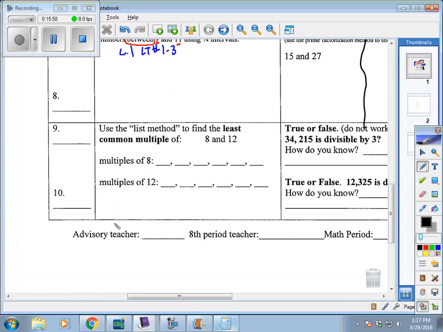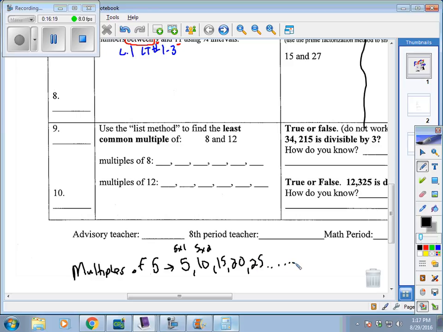All right, next one, multiples. Now I'm just going to show you multiples of 5. So this is not the answer. I know that multiples of 5 are going to start with the number 5, because 5 times 1 is the first multiple of 5. Then 10, which is 5 times 2. 15, 20, 25, and then that could go on and on forever.